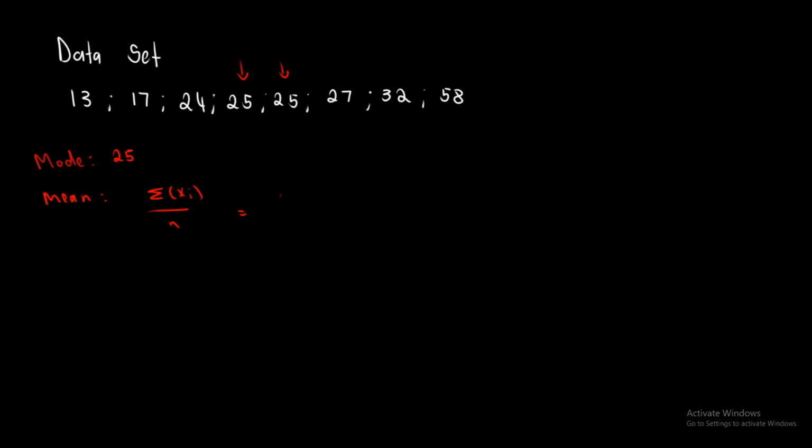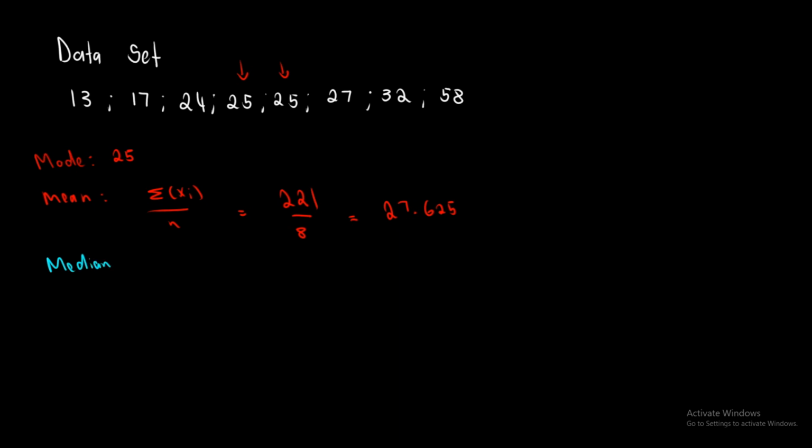Okay, so we have 221, and I'm going to divide that by 8. So that gives me 221 divided by 8, which is 27.625. So this would be the average. Let's look at the next question. The next question would be to find the median.